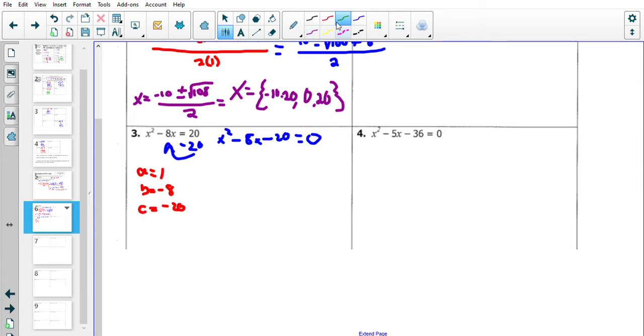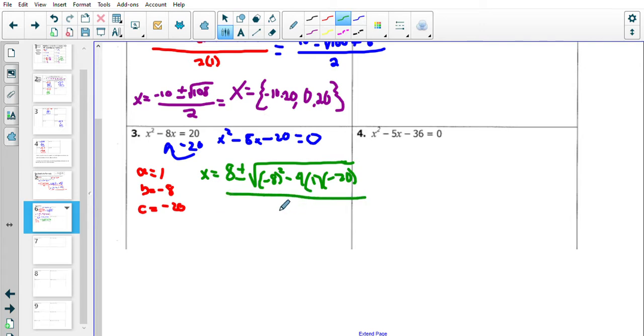Okay, so we have x equals negative b, or the opposite of b, which b is negative 8, so that gives us a positive 8, plus and minus the square root of b squared, so that's negative 8 squared, minus 4 times a is 1, times c is negative 20. Okay, all divided by 2 times a, or 2 times 1.